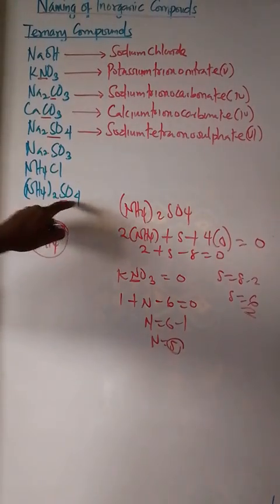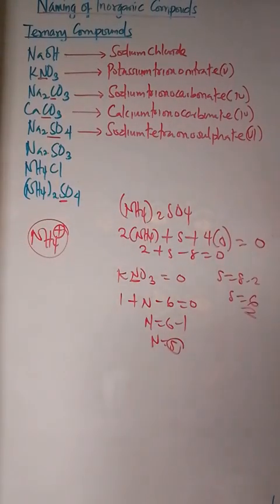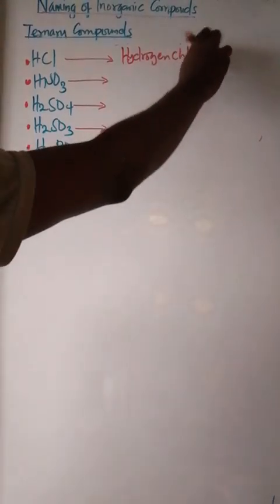Ammonium tetraoxosulfate 6. So we can name ternary compounds that are non-acidic. What if they are acids? As for this one, this is a binary compound. So if binary, just write what? Hydrogen chloride. Finish. Although it's an acid, it's binary, hydrogen chloride.